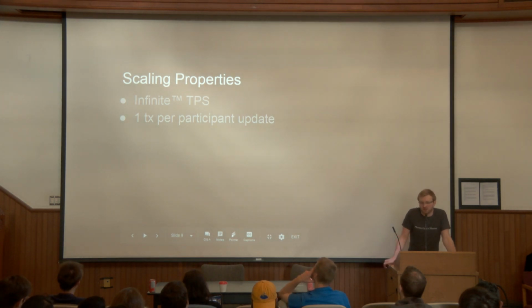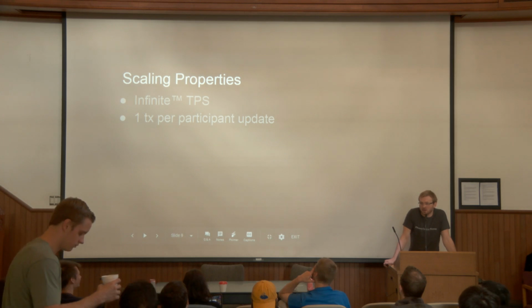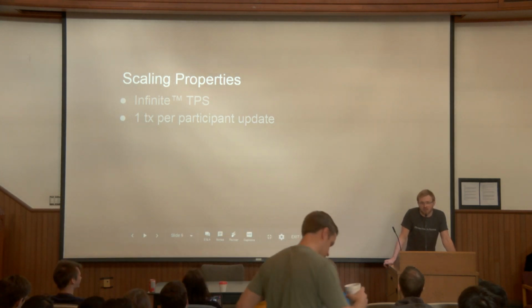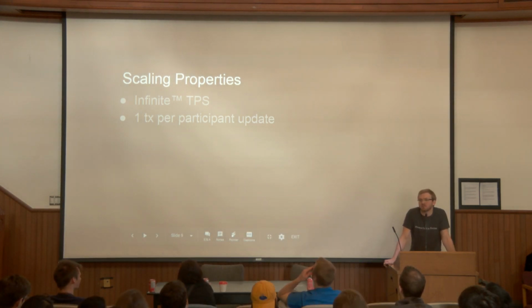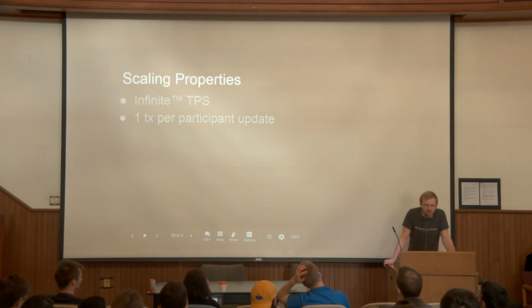What is a more useful metric to talk about is the fact that you require 1 on-chain transaction per participant update. So we were getting into this in the last discussion, but for things like adding or removing a person or changing their balance, that requires an on-chain transaction.